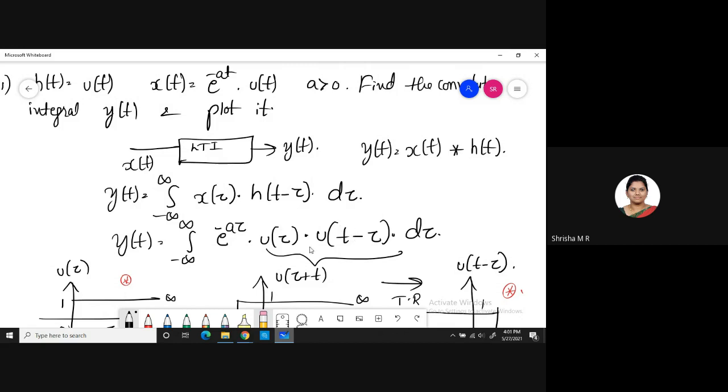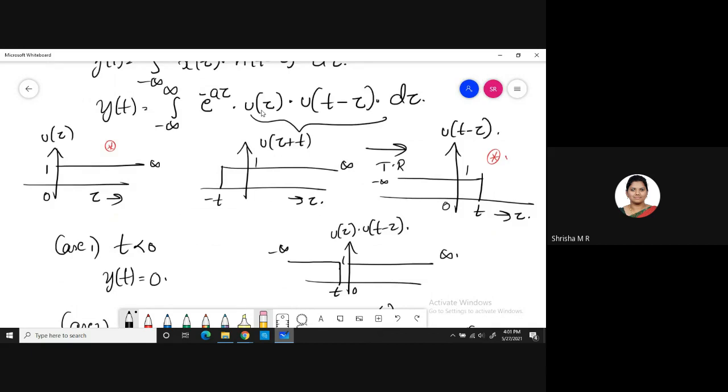So now this multiplication we have to plot: u of tau into u of t minus tau. Okay, our convolution will depend on this only. So plot u of tau and u of t minus tau.